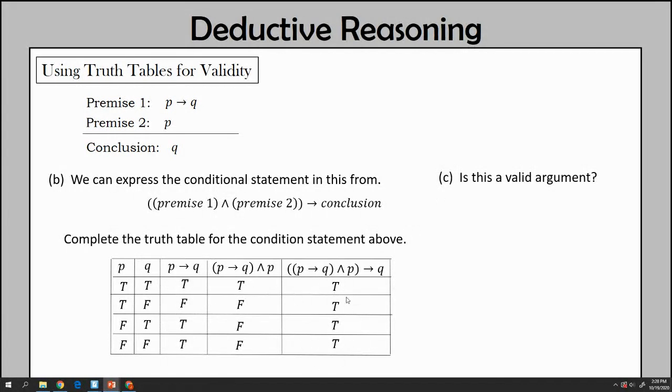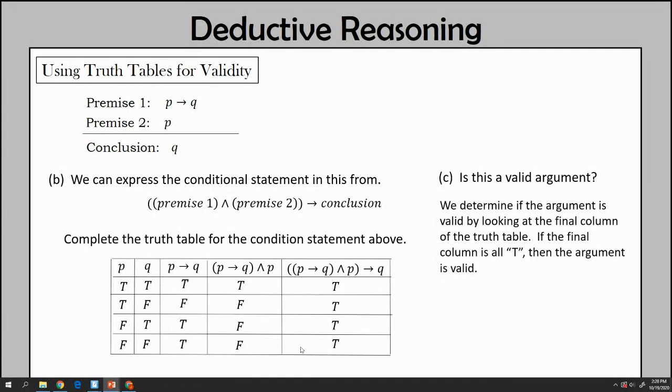So the question is, is this a valid argument? And the answer is yes. We determined it by looking at this final column. These are all trues. So in this scenario, from the given information, all possible outcomes come out to be true. Therefore, we got a valid argument. So that's how we can work through this.